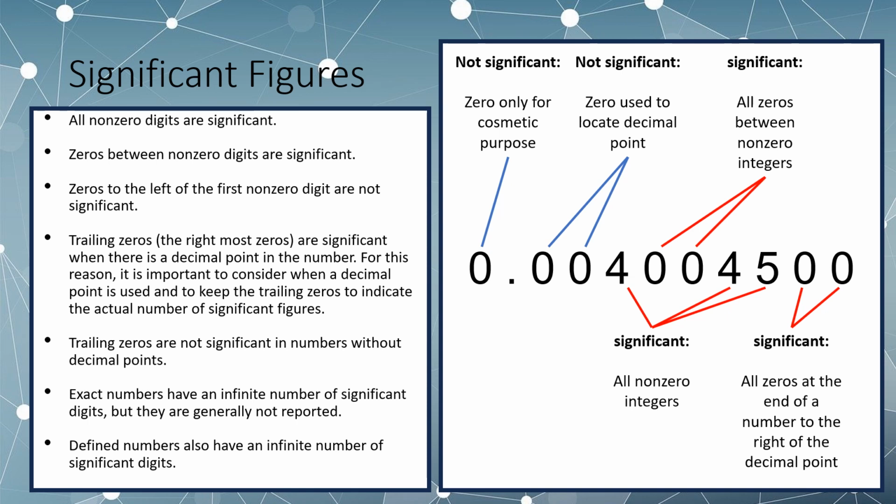Trailing zeros, however, the zeros on the right-hand side of any number, are significant because these tell us where the decimal point is in the number. For this reason, it is important to consider when a decimal point is used and to keep the trailing zeros to indicate the actual number of significant figures. Trailing zeros are not significant in numbers without decimal points, such as 56,000, those 3 zeros at the end. Again, can we eliminate them writing scientific notation? Yes, so they're not significant to us.